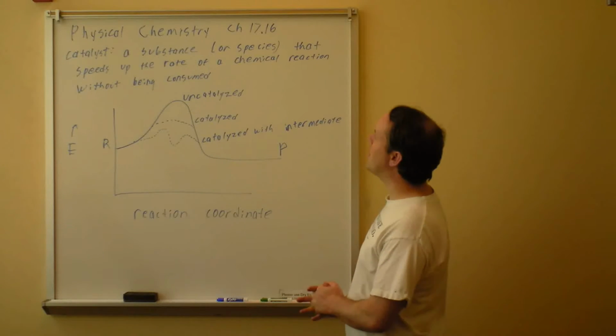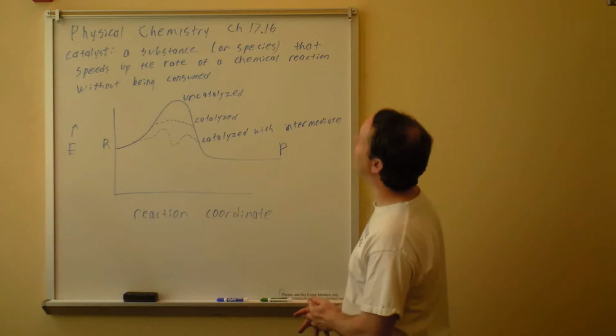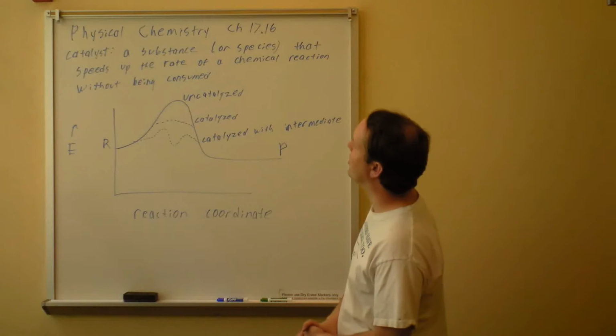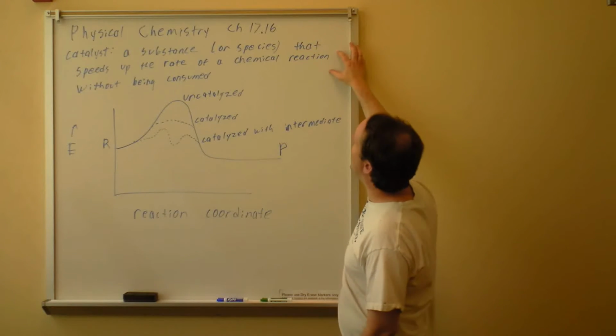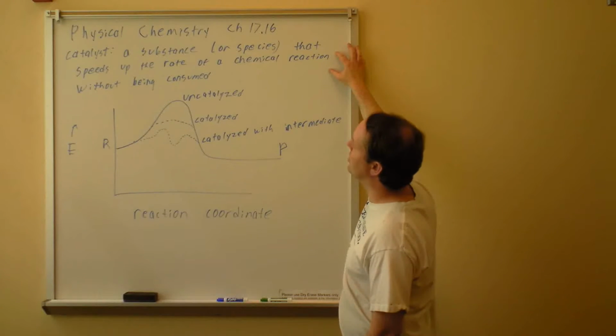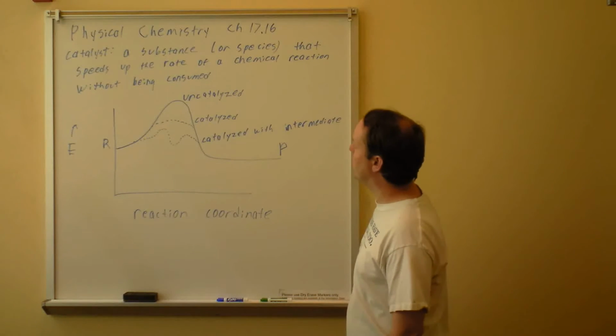Continue on physical chemistry, chapter 17. Now we're in section 16. We're going to talk about catalysts in this section. A catalyst is any substance or species that speeds up the rate of a chemical reaction without being consumed.